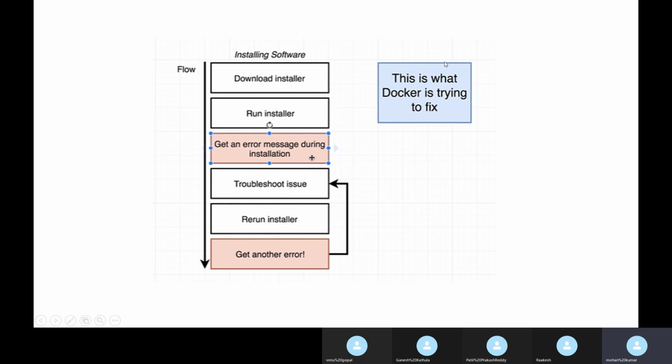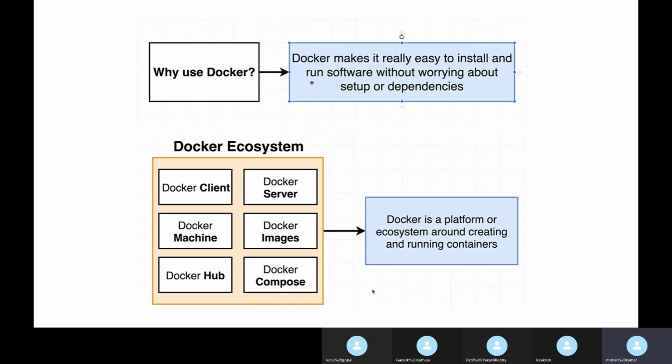And now let's look at how actually this Docker is achieving it, and what is this containerization and all this stuff. Now, before moving on to how actually Docker is doing that, we just need to understand what is Docker and why we use Docker. Okay, so let's get these two questions answered, and then we will move forward. So what is basically a Docker? Docker makes it really easy to install and run software without worrying about setups or dependencies.